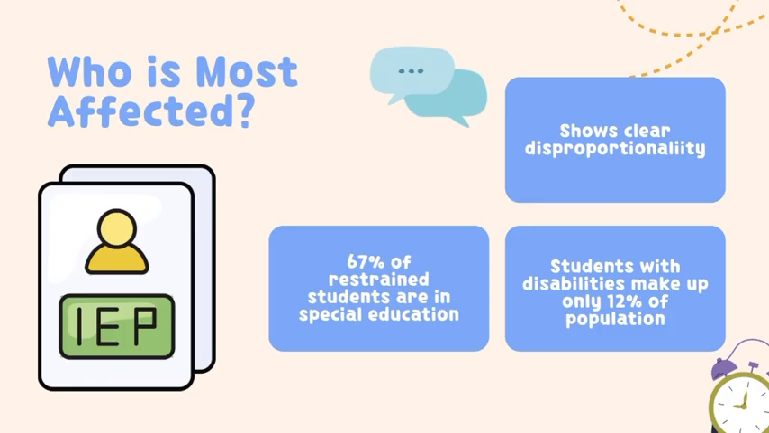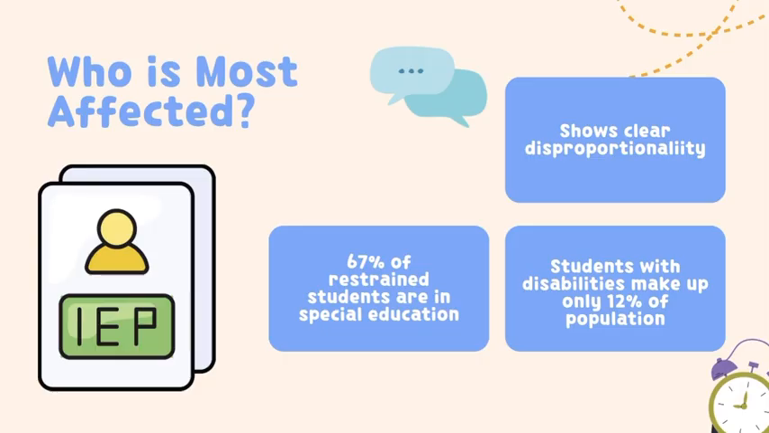One thing that stood out in the data is that restraint and seclusion are not evenly used. According to the Government Accountability Office, 67% of restrained students were in special education, even though they only make up about 12% of the student population. This shows a huge disproportionality that we need to pay attention to.